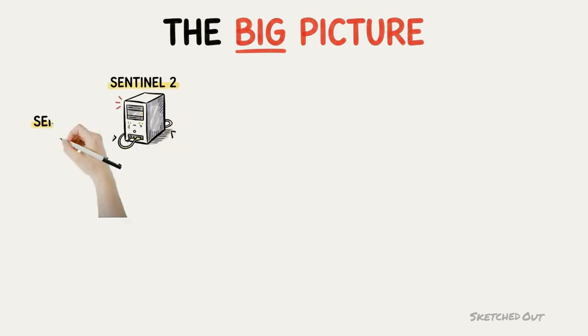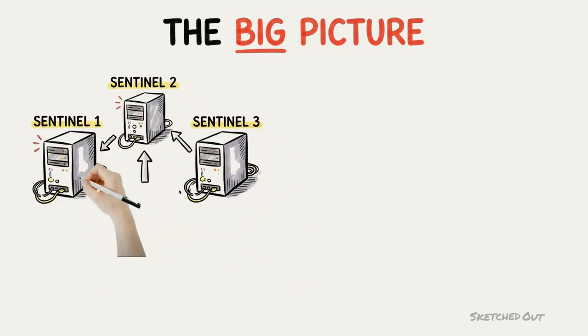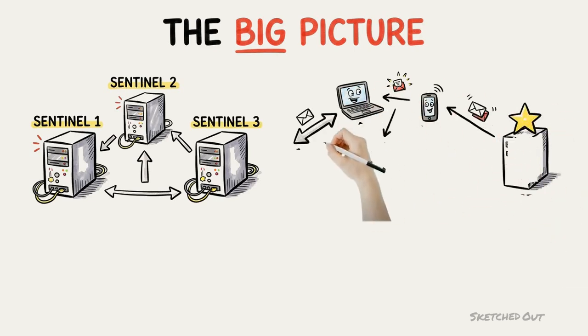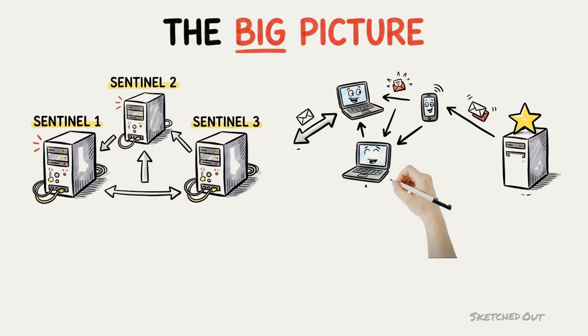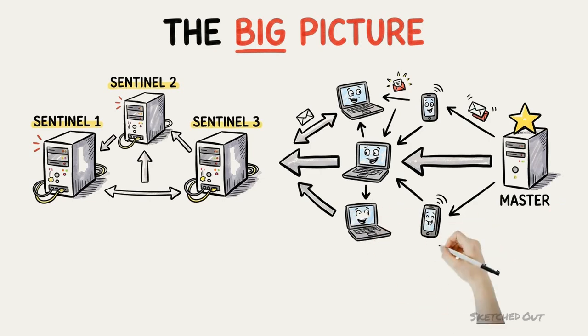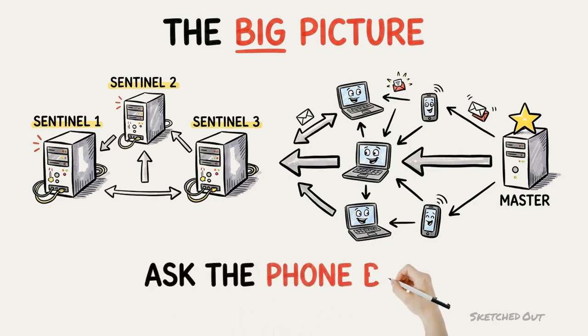So, here's the big picture. Keep at least 3 Sentinels on separate machines so a majority can always agree. Point your clients at the Sentinels and a master name, never at an address. Let the announcements swing your connections automatically, and reach for HAProxy only when the application cannot learn the Sentinel handshake. Ask the phone book, not the hosts file.